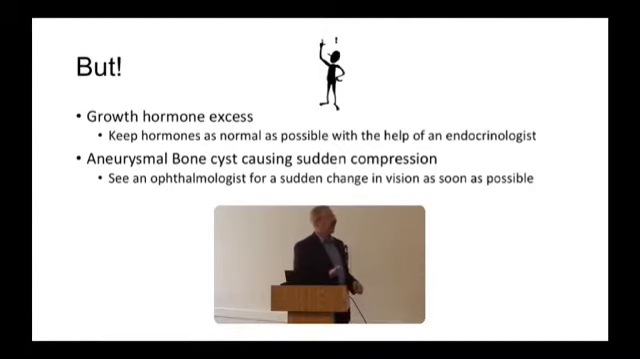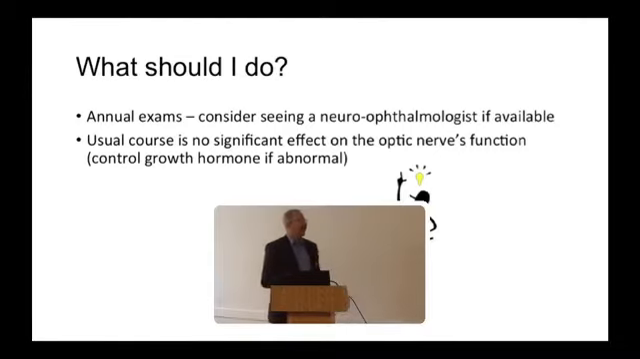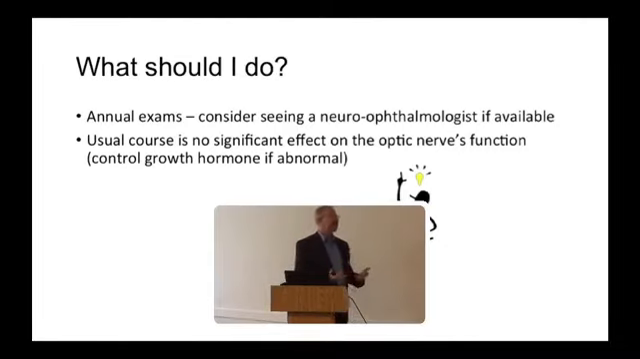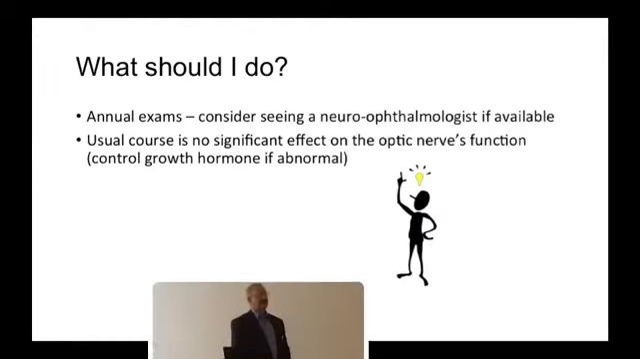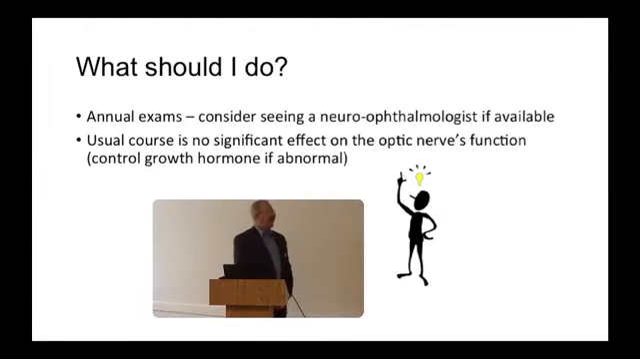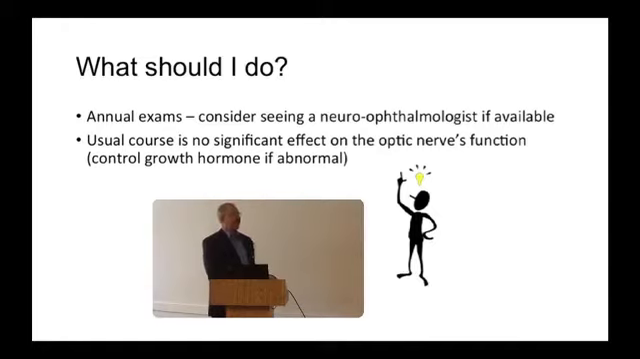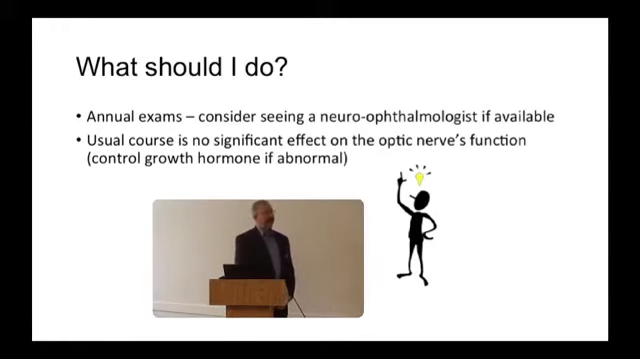So what's the bottom line? Really, I think annual exams are more than reasonable. It's a good idea just to make sure everything's going well and you're not having any problems. Sometimes you might have something gradual show up on a visual field, and certainly there are other common things you can find, such as glaucoma. But really the usual course is to have no significant involvement as far as vision from craniofacial involvement, with the caveat that growth hormone has to be considered, and if abnormal, probably more frequently followed.